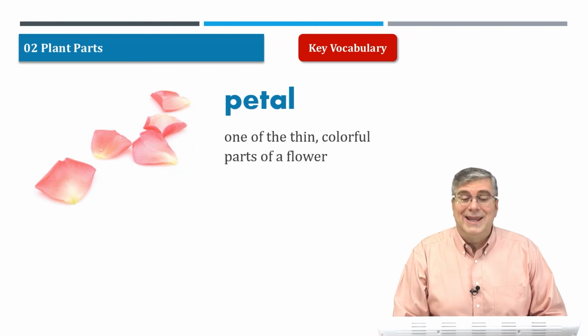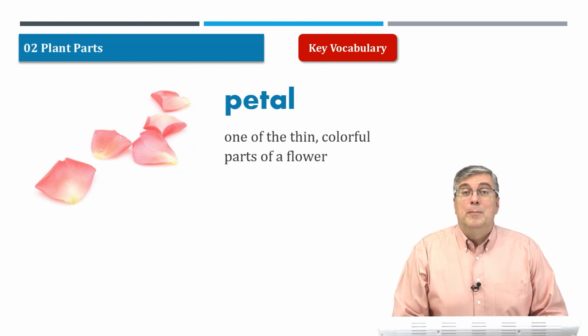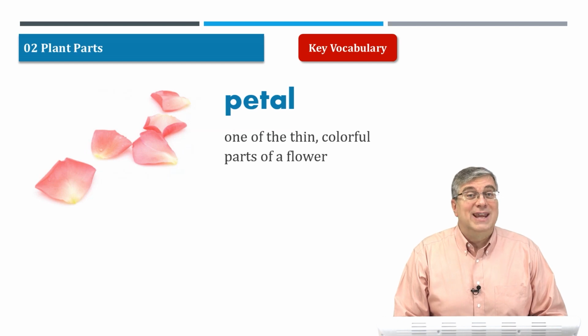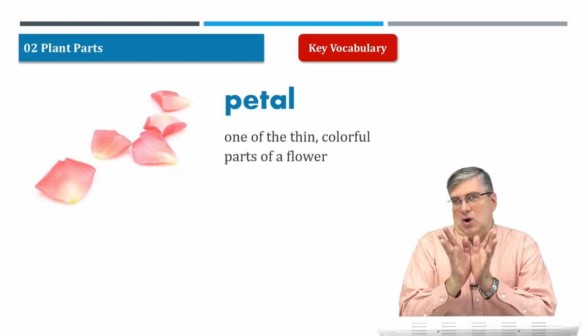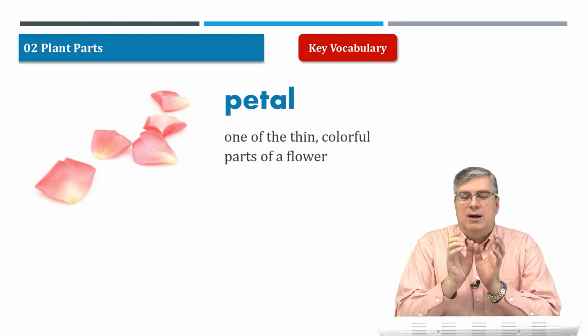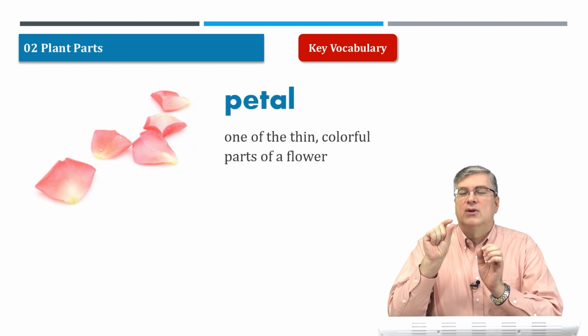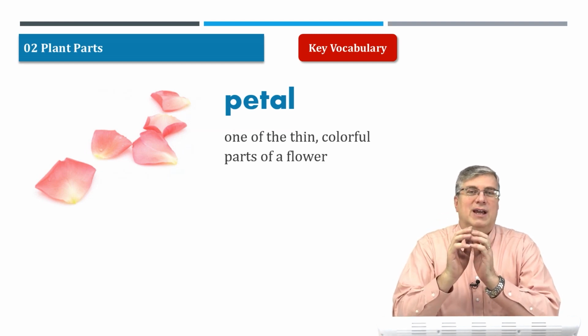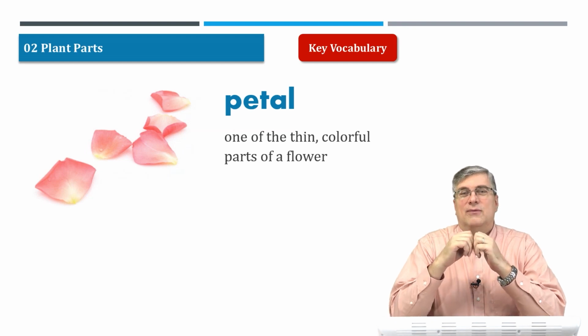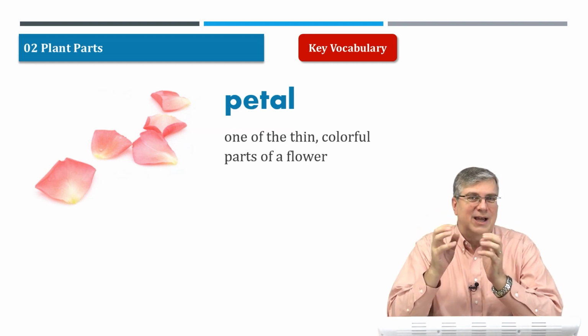Our first word is petal. Petal is a very important part of the plant. The petal is the beautiful part of the plant, right? They are the thin, colorful parts of a flower, right? So many plants have flowers, usually in the springtime, right?